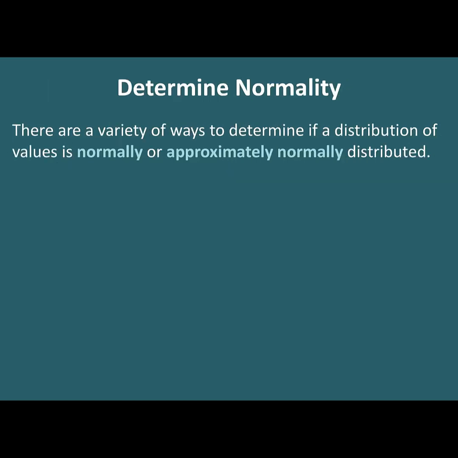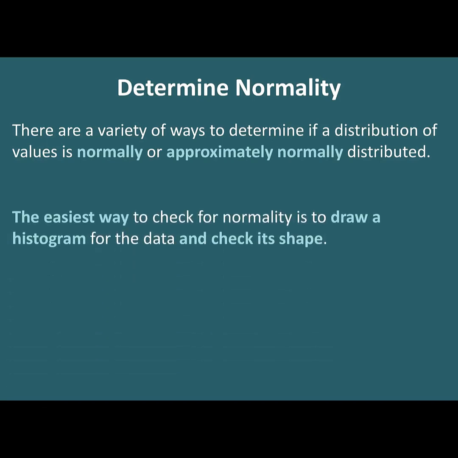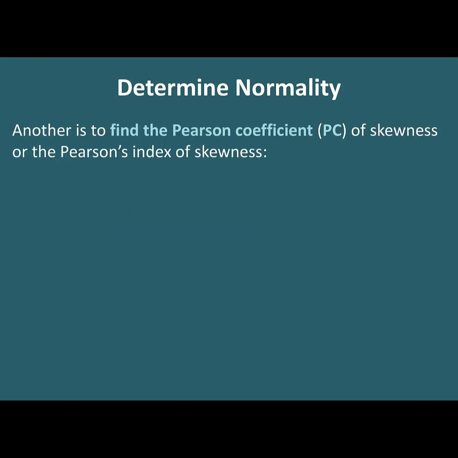Determine normality. There are a variety of ways to determine if a distribution of values is normally or approximately normally distributed. The easiest way to check for normality is to draw a histogram for the data and check its shape. Another way is to use the Pearson coefficient, PC, of skewness, or the Pearson's index of skewness.